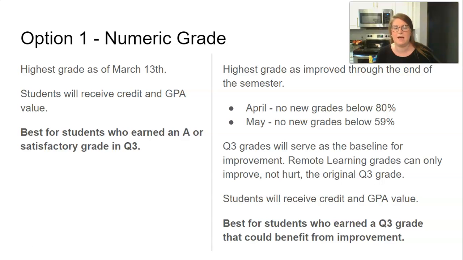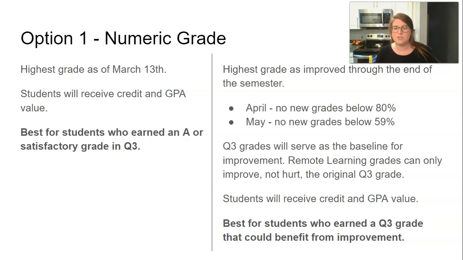So the idea here is that your quarter three grade will serve as the baseline for your improvement, but any remote learning opportunities will not hurt your grade. So if you didn't turn in an assignment in April or May, you won't receive a zero, you'll just receive an exempt because the idea is that your quarter three grade will not be hurt. Also along these lines, if your remote learning opportunities did not increase your quarter three grade, if it brings it down or if it keeps it the same, then you can just choose to go with your original quarter three grade. So again, the idea is that quarter three is the lowest you can go.